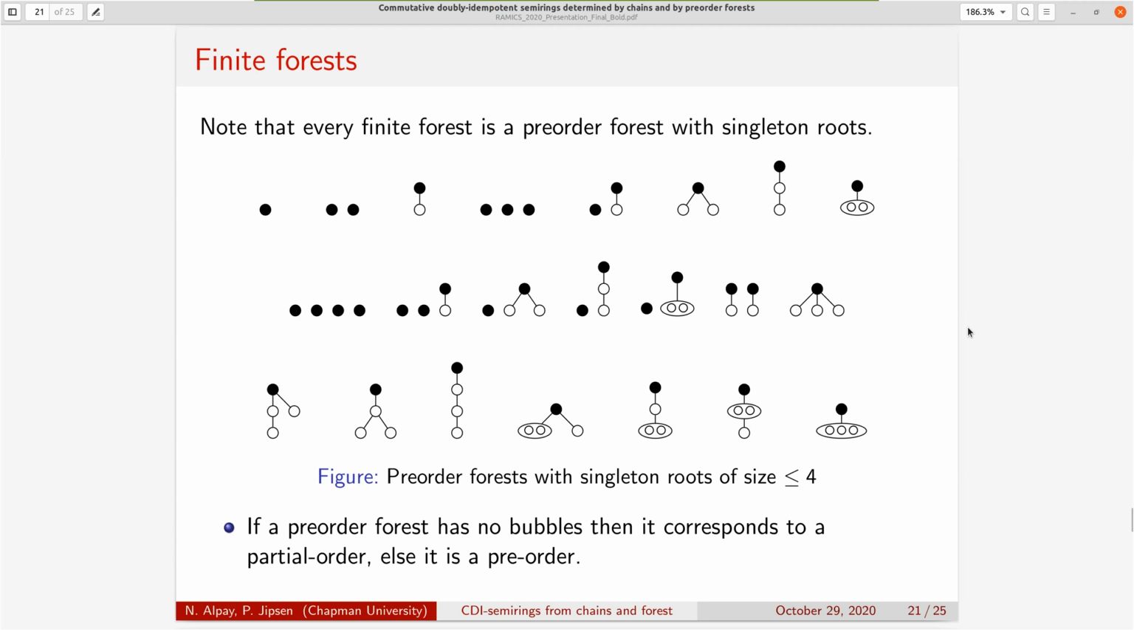And as we see, now we have a picture of all 22 preorder forests with singleton roots of size up to 4. And we should note that if the preorder forest has no bubbles in it, then it corresponds to a partial order. And if it has a bubble, like this one, then it corresponds to a preorder. One could also note that the first, second, fourth, and ninth one correspond to distributive lattices.